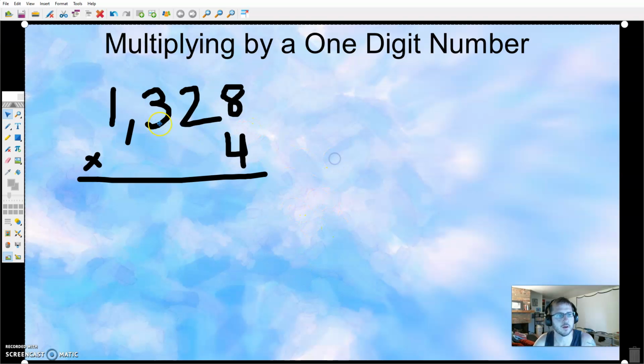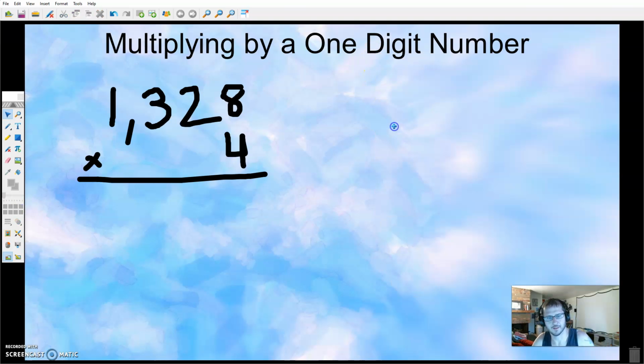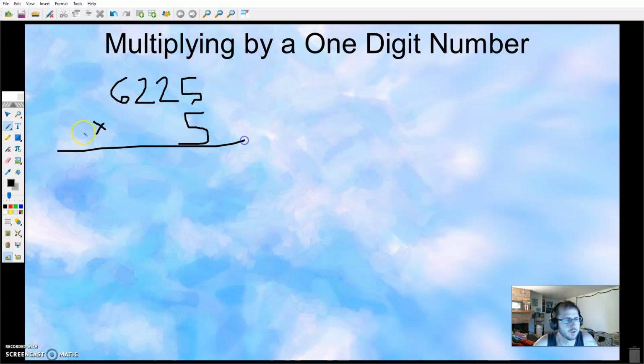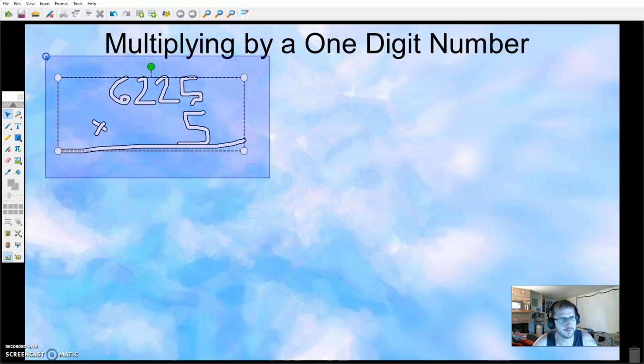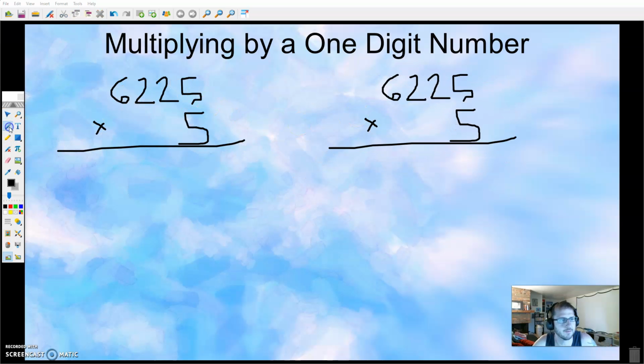Let's just take a look at one more. What if we were to do 6,225, and we multiply that by 5? I'm going to show you this again in both partial products and standard algorithm, so I'll put those side by side.